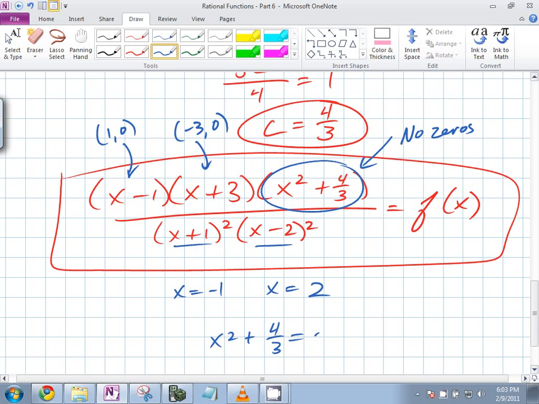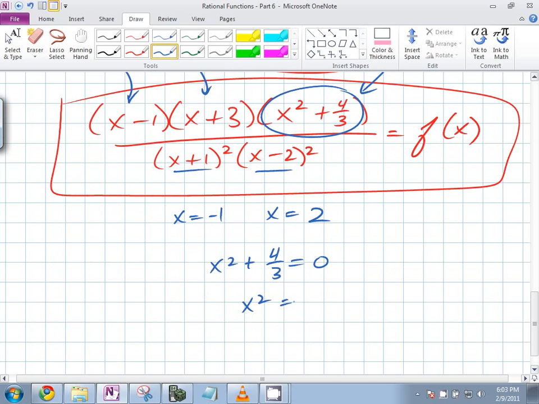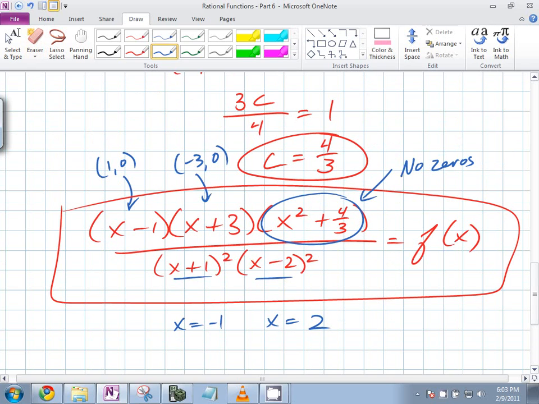This doesn't add any zeros because if you tried to solve this for 0, you would end up with x squared is equal to -4/3. Anything squared, can it equal a negative number? X is imaginary. So it means that it doesn't cross. So just taking stock again, we have our vertical asymptotes, we have our zeros, and also, because these are even multiplicity, we're going in the same direction. All of these facts match this graph right here.